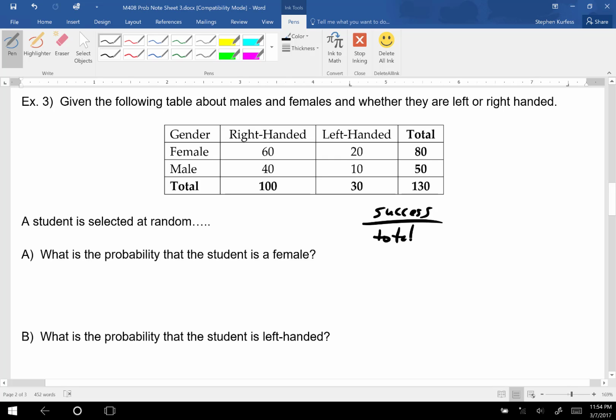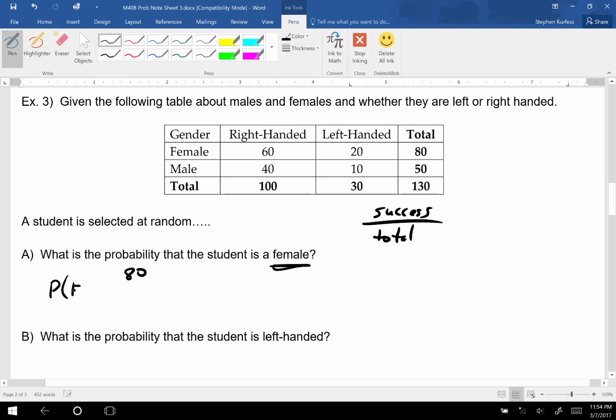Okay, and so our success is a female. All right, so the probability of student success, where the student is a female, is our success. And how many females are there? Well, there are 80 of them, because this is right here, 80. So it's 80. Let's see if we can write this out.